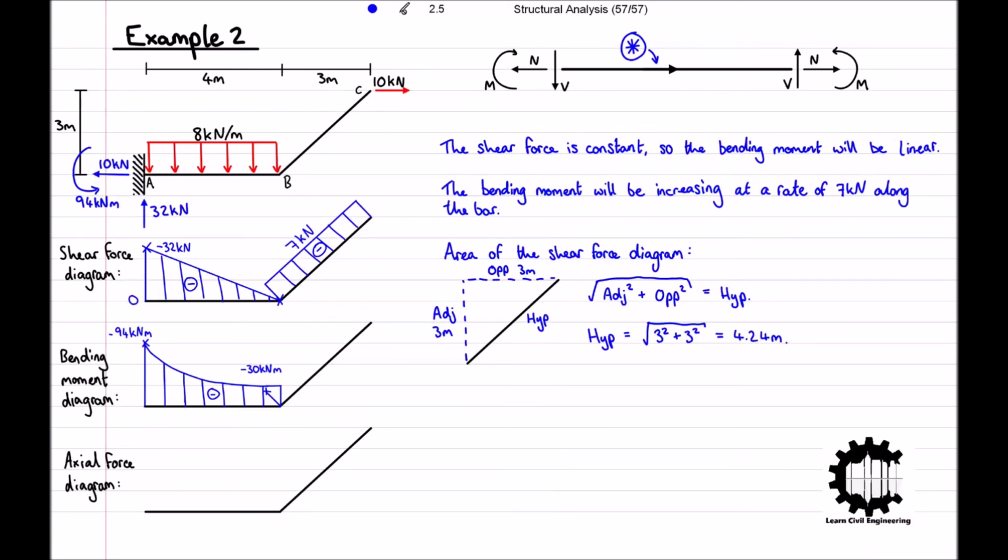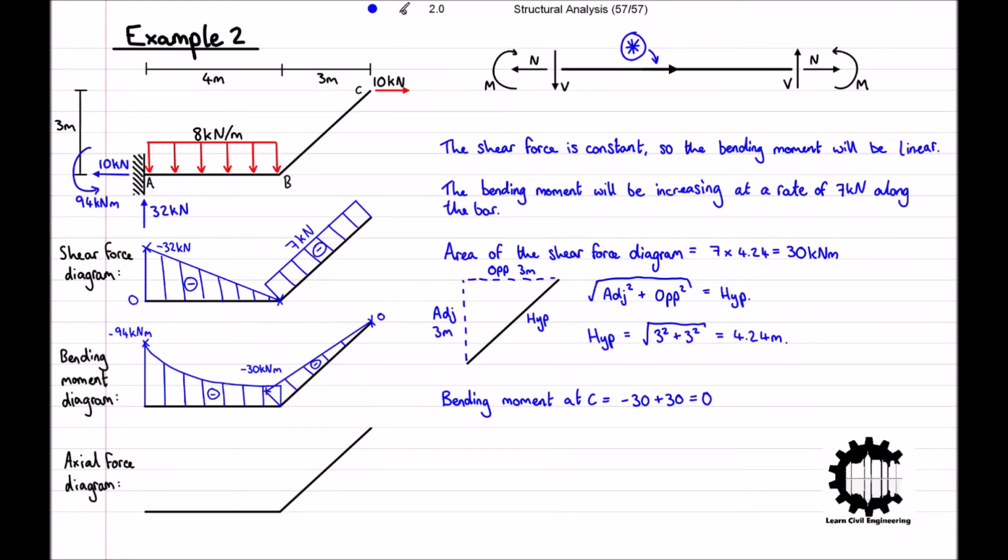Now we can calculate the area of the shear force diagram, which equals 7 times 4.24, which equals 30 kilonewton meters, rounded to the nearest integer. As we know that the bending moment at point B is equal to -30 kilonewton meters, we can work out that the bending moment at point C is equal to -30 plus 30, which equals 0. So again, we can plot this on our diagram, remembering that the bending moment is increasing at a rate of 7 kilonewtons at point C. As we know the bending moment increases linearly from point B to point C at a constant rate of 7 kilonewtons, we can draw this onto our diagram, giving us this final bending moment diagram.